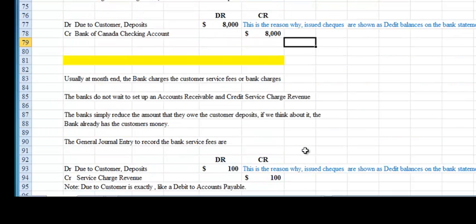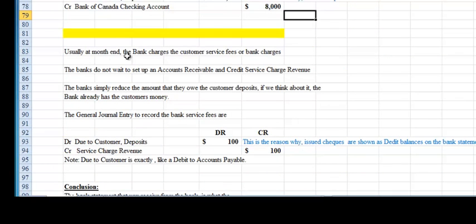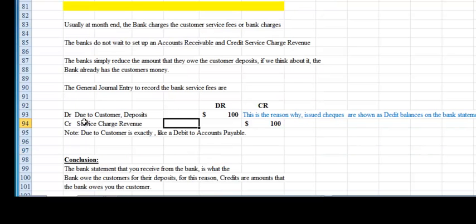Now, usually at the month end, the bank charges the customer service fees or bank charges. The banks do not wait to set up an accounts receivable and credit service charge revenue. The bank simply reduces the amount that they owe the customer deposits. If we think about it, the bank already has the customer's money. The entry will be debit due to customer deposits, $100, and credit service charge. This is how the bank makes its profits.